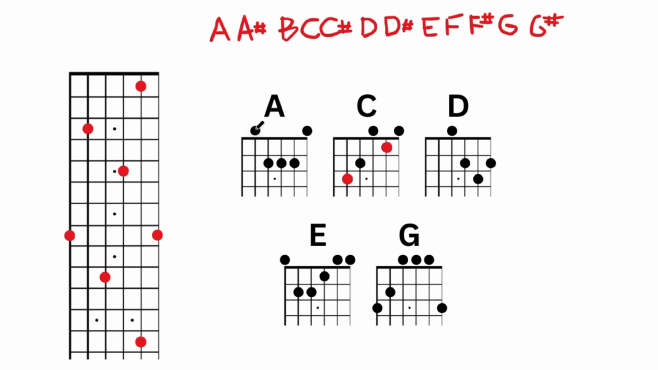For example, A has a root note here. That's an A note, defines the name of the chord. This is also an A note. Remember, 2 frets, jump string. Okay, so in a D, this is a root note, and that's a root note. Remember, jump 3 frets, jump string. E has 3 root notes. And G also has 3 root notes. In an E, this is an E note, that's an E note, and that's an E note. In a G, this is a G note, that's a G note, and this is a G note.